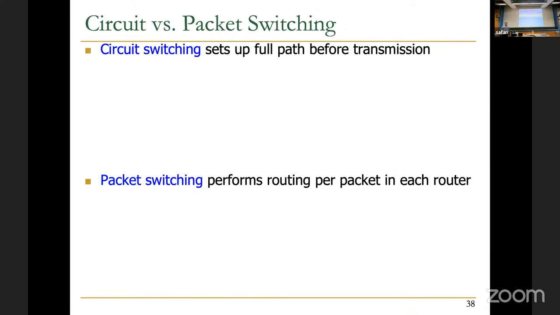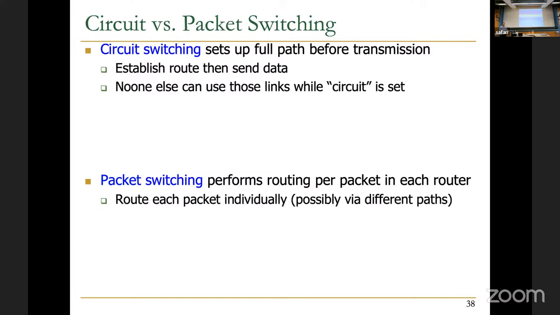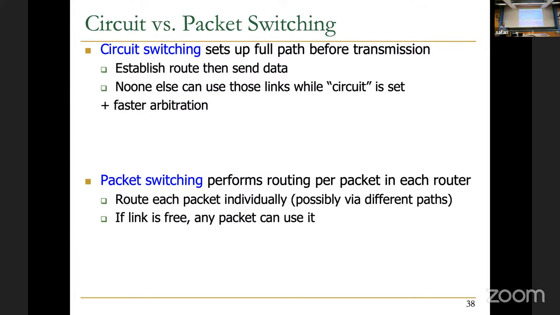So, a trade-off between circuit and packet switching. Circuit switching sets up the full path before transmission: establish a route, then send data. No one else can use those links while the circuit is set. In packet switching, we route each packet individually, possibly via different paths. If a link is free, any packet can use it.